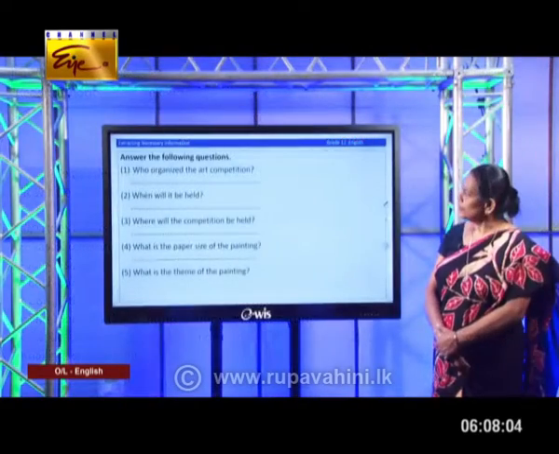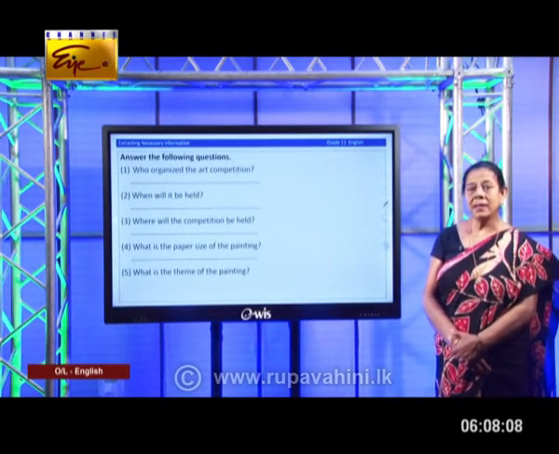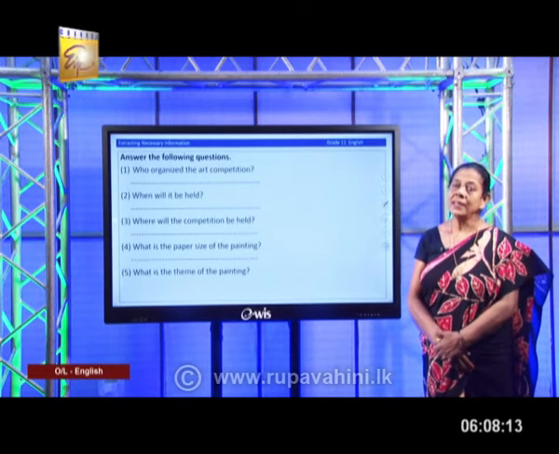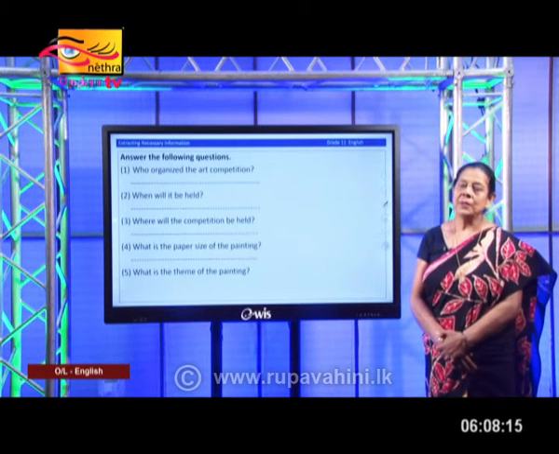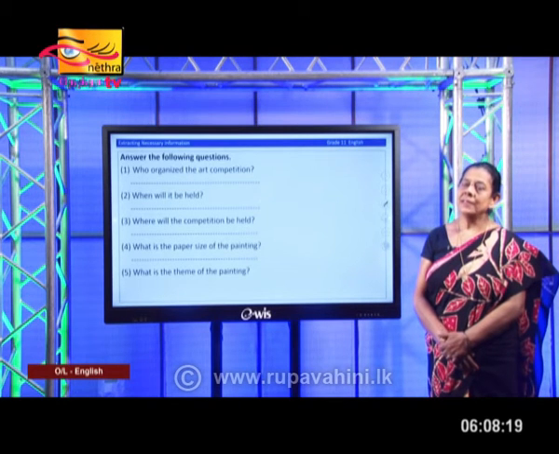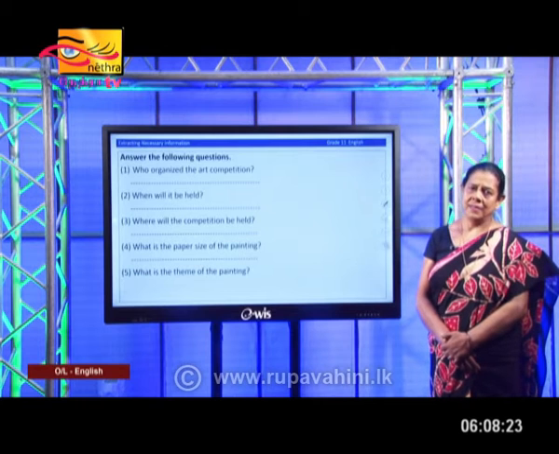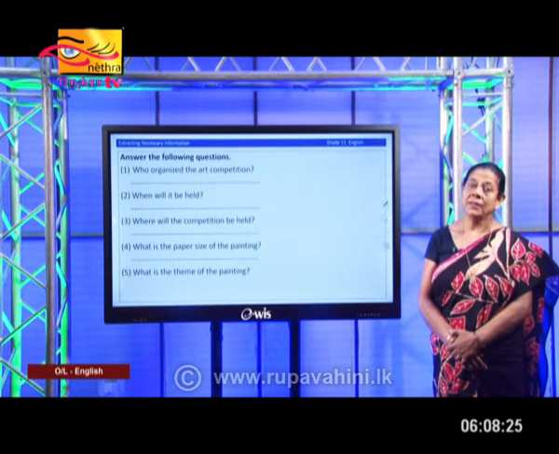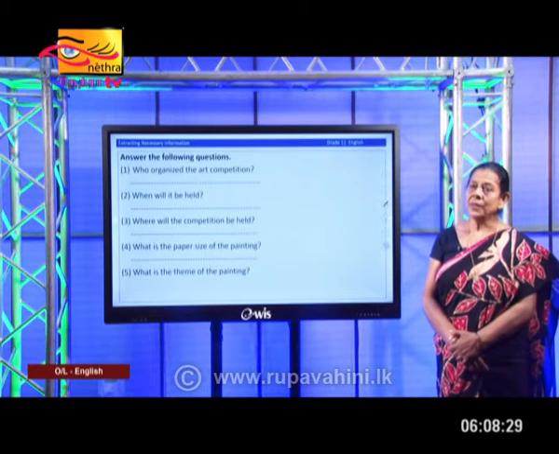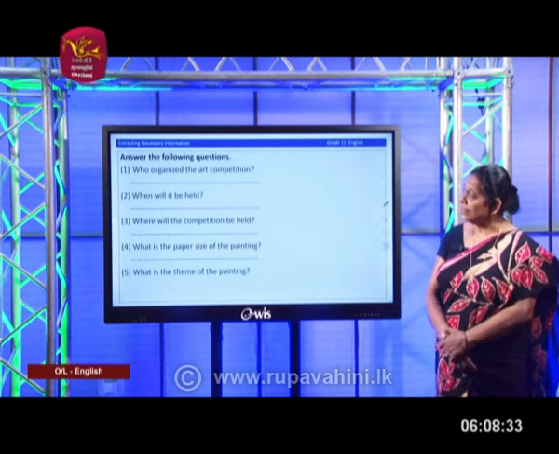What's the activity you have to do? There, you have to answer some questions. In the first activity, after reading, what did you do? You completed a paragraph. But in the second activity, you read a notice, a notice about an art competition. Now you have to answer the questions. Please quickly read the questions.